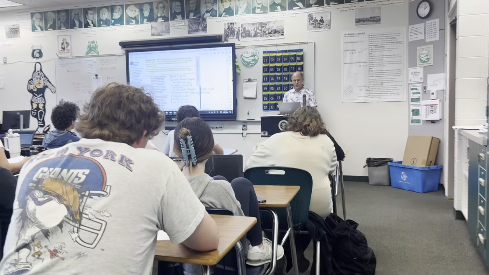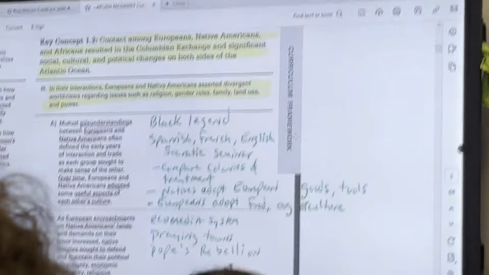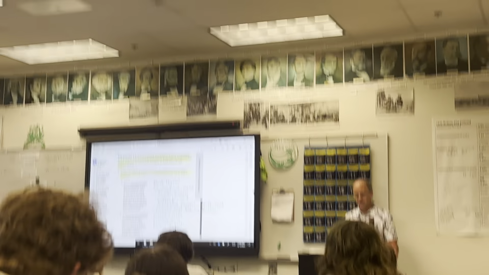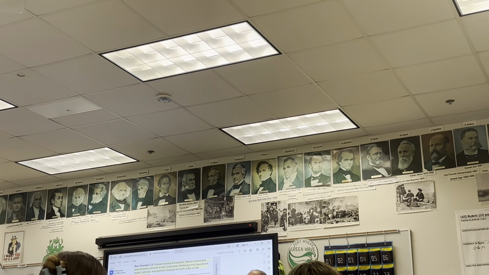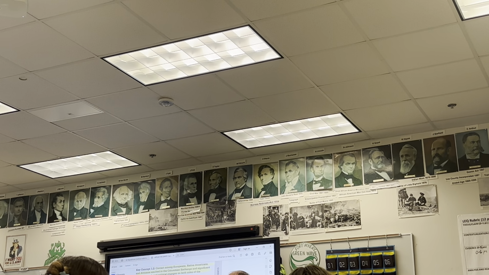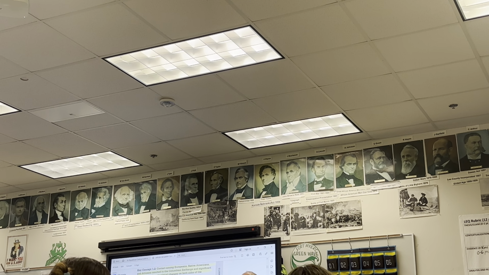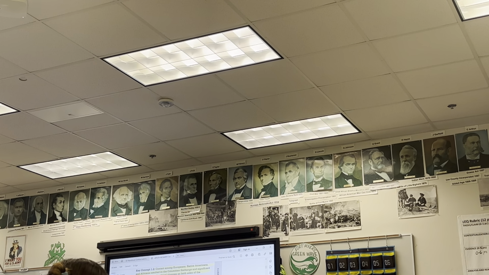Two again still, 1.2. In their interactions, Europeans and natives asserted different, divergent worldviews about religion, gender roles, family, land use, and power. And they didn't see eye to eye on all of these things. When the natives would talk about land use, they talked about using the land, and no one really owns the land. Everyone owns it. We kind of share the land, and we use it for our practices when it suits us. Whereas for Europeans, land use was defined by owning that land. So they have a very different viewpoint on things.